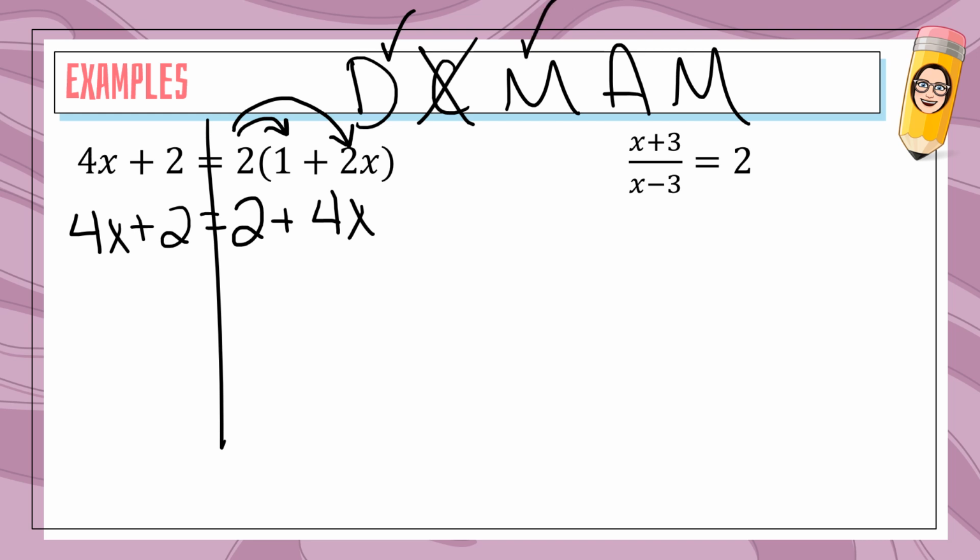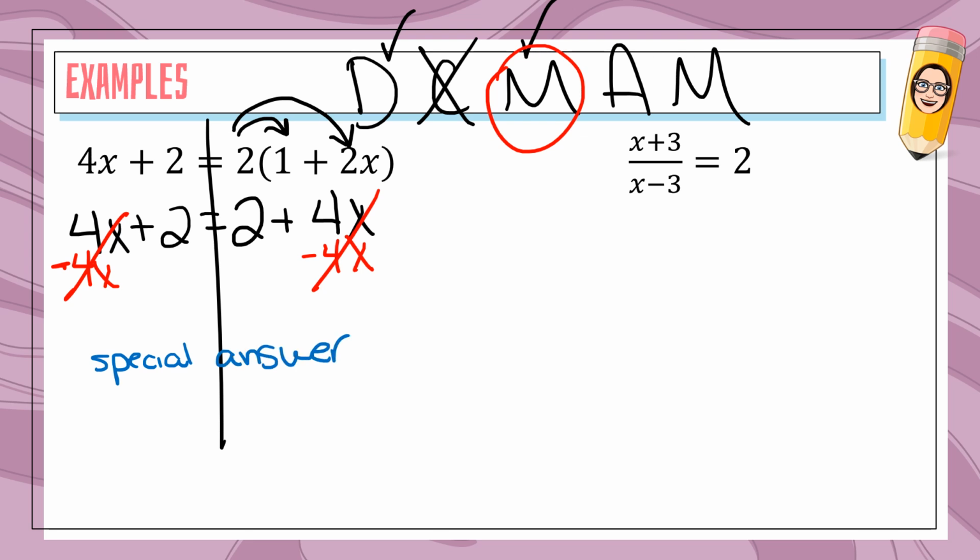Move variable. Instead of positive 4x, you can see what's happening here, right? I'm subtracting 4x. Wait a second, this is another one of those special answer ones. If they both cancel, still drop down, right? I have a positive 2 here and a positive 2. Is positive 2 equal to positive 2? Yes, that's true. That's good.